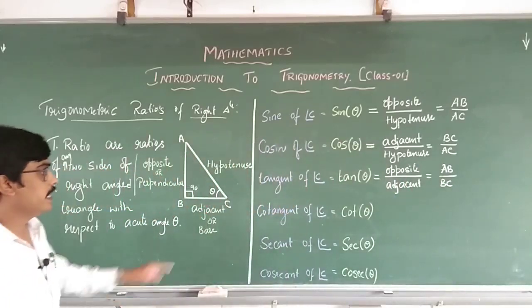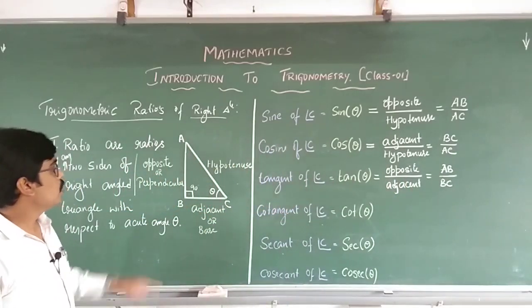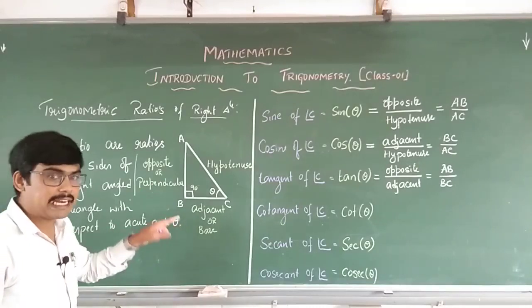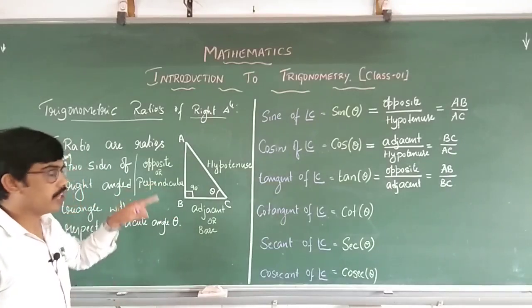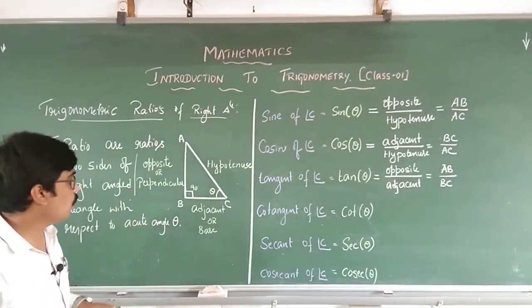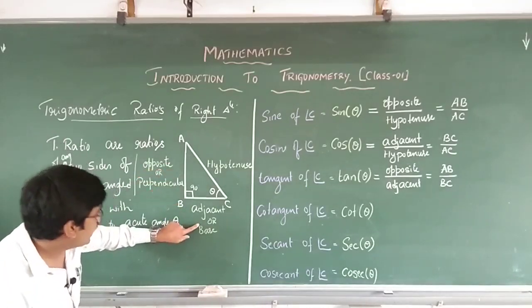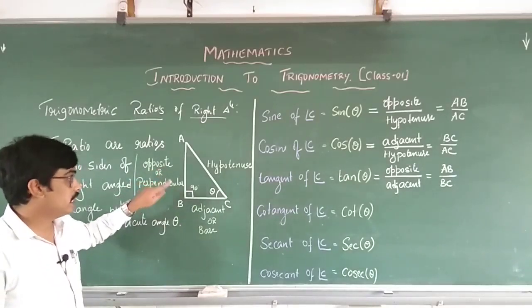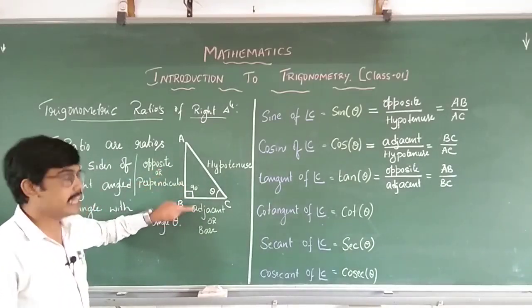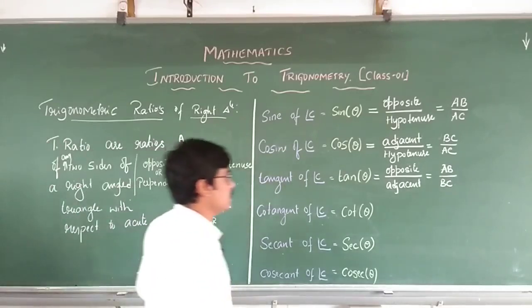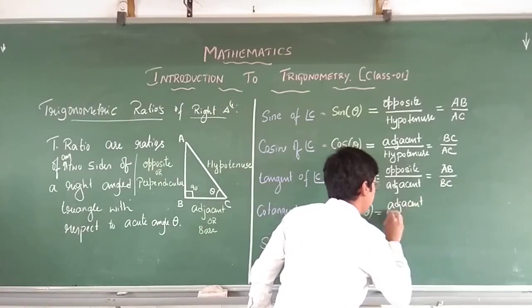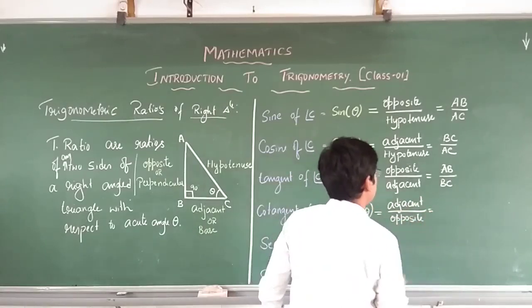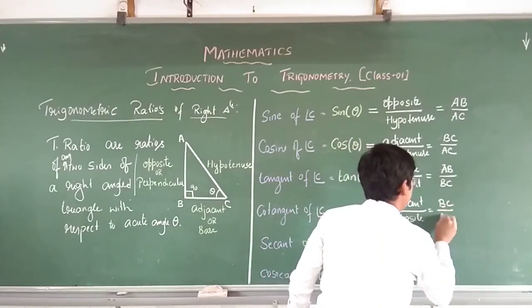The fourth, cotangent. So cotangent of an acute angle theta in a right angle triangle is the ratio of adjacent side to the opposite side. That is nothing but adjacent by opposite. So it is nothing but BC divided by AB.